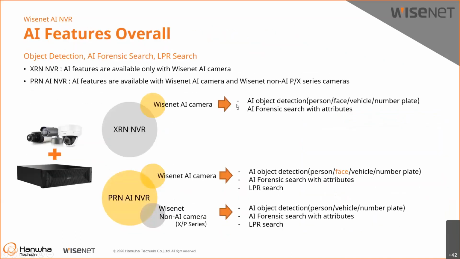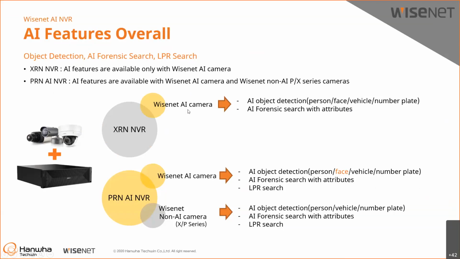Okay, finally, we have AI features here. As I told you before, regarding the difference between XRN and PRN, actually we don't call the XRN an AI MVR. Only PRN is an AI MVR. Because with the XRN you can use AI features only with the AI cameras. But with the PRN MVR you can use AI features with, of course, the AI cameras, or with the non-AI PX series cameras.